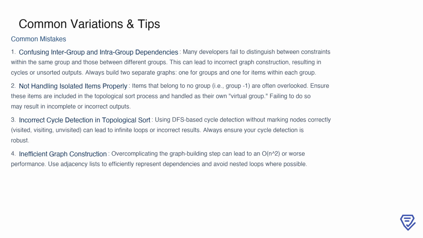Additionally, improper cycle detection during topological sorting can cause infinite loops or logical errors. To handle this, make sure your DFS implementation correctly tracks nodes as visited, visiting, or unvisited. Lastly, inefficient graph construction can lead to poor performance, especially with larger inputs. Representing dependencies using adjacency lists and avoiding unnecessary nested loops can significantly optimize your solution.